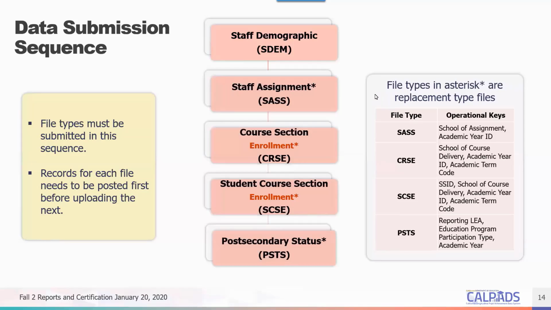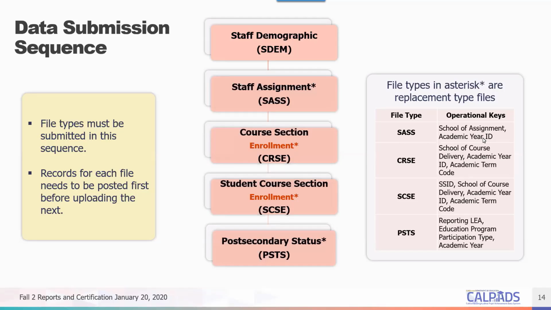And then I would be remiss if I didn't point out that the SASS, the course, the student course section, and the PSTS are full replacement files. There's a definition in the CalPADS CFS Word document for what a full replacement file is, right? Basically, any record with the operational key submitted in the file is going to replace all the existing records that you've previously reported. So if you look at the operational key here for the SASS, it's School of Assignment Academic Year ID.